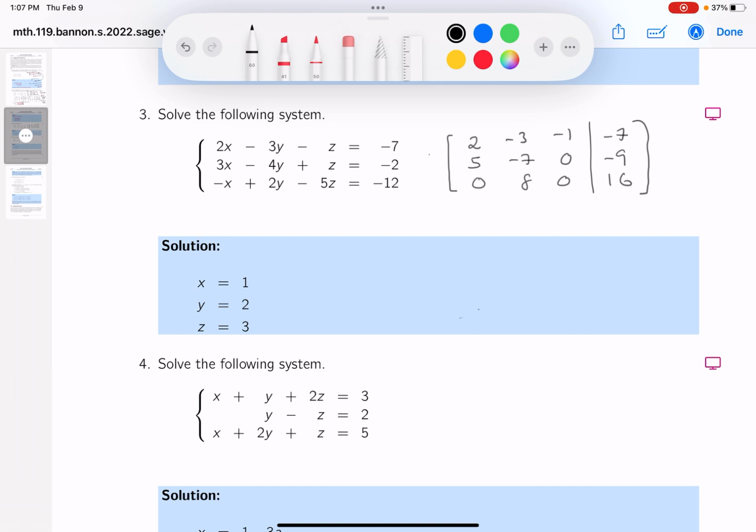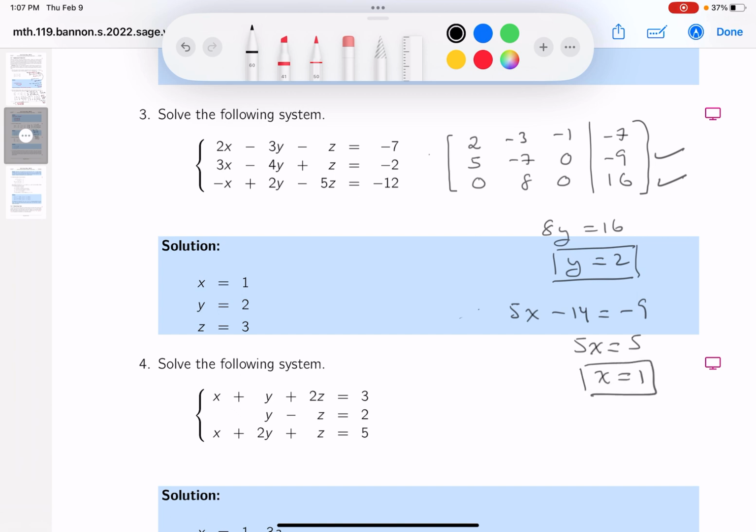For example, the very last row says that 8y is equal to 16, which means y is equal to 2. Now, by the way, they're asking me to solve the system. I'm of the belief that y is 2 now. That's that row. Let's go backwards. What do you see? 5x, I'm doing this backwards row here, and that's going to be minus 14 now because y is 2. And that equals minus 9. So you get 5x. Well, if I add 14 to both sides, I get 5. So the x is 1. That was simple. Numbers are working out real nice.